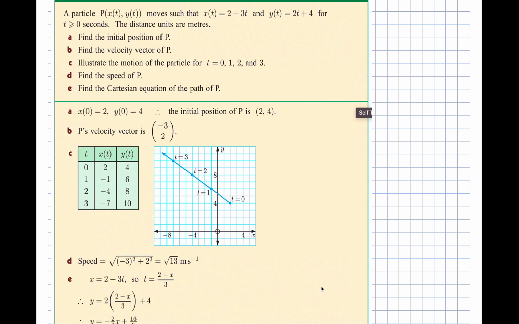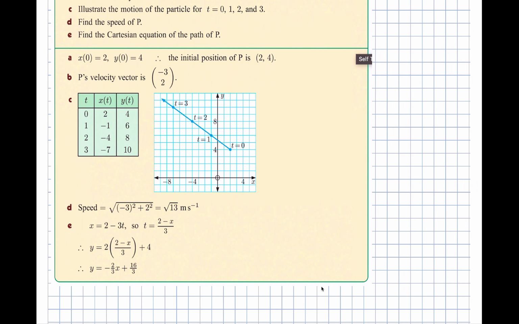Then part E says find the Cartesian equation of the path of P. So effectively turn it back into a straight line equation. That's okay if it's a straight line. I don't think you get any questions about straight lines, so I wouldn't get too strung up about it. But you can have a look at that process and see that I can write it back into the normal slope-intercept form type of equation.